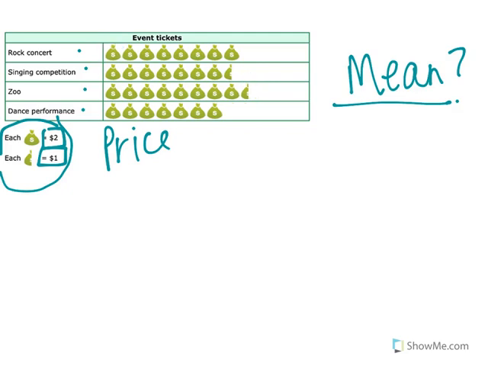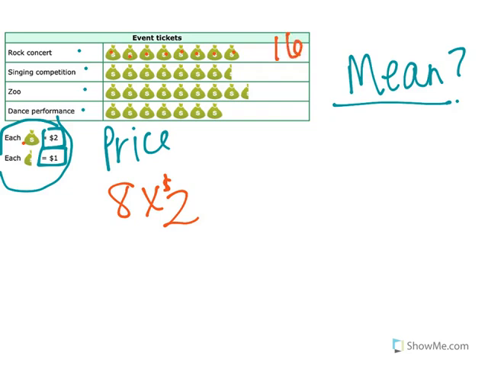So if I pose the question, what is the mean of this data set? I know that I am going to have to interpret this graph to know what the value for each event is. So let's look at rock concerts first. I see that there are 1, 2, 3, 4, 5, 6, 7, 8 full bags of money. I know that one bag of money means $2, so therefore 8 times that $2 gives me $16.